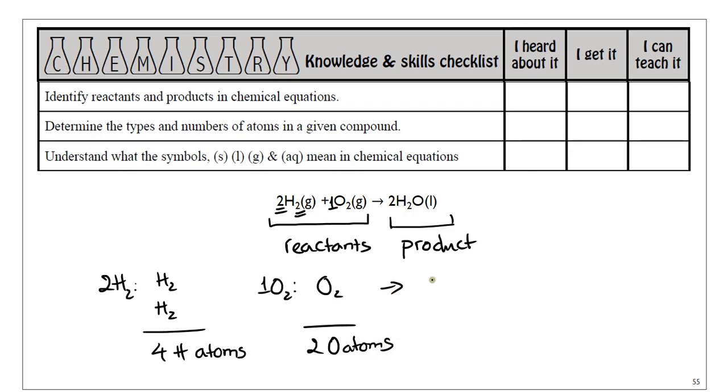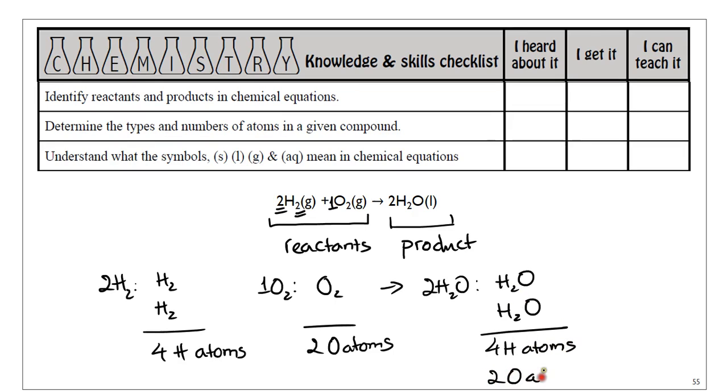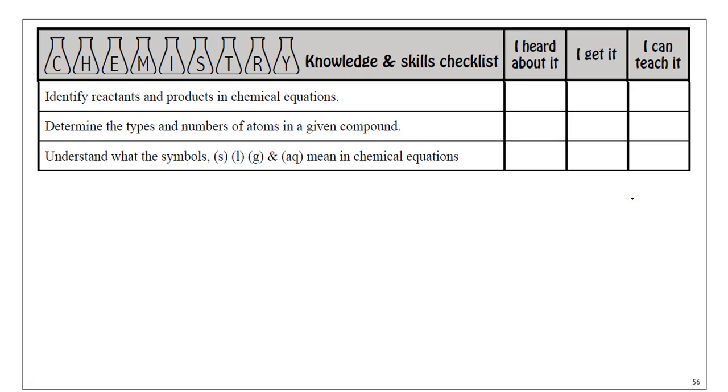And then going to the products, I have 2 H2O, which means I have a H2O, and then I have another H2O, which means you have a total of 4 H atoms, 2 from each H2O, and you have a total of 2 oxygen atoms, 1 from each H2O. So that's how you interpret the coefficient as well as the subscript in a chemical equation. Understanding the symbols, so g is gas and l is liquid. So in this case, you have two gases combined together to produce a liquid, which sometimes happens.